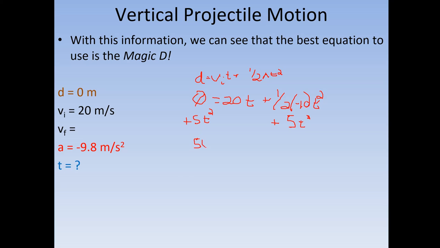and I end up with 5t squared equals 20t. I can divide a 5 from both sides, and I'm left with 4. And then I can divide a t from both sides, and I'm left with t equals 4. So that's how you end up solving these. Very nice. Basically, you are allowed to use the magic D as long as one of those terms becomes 0.